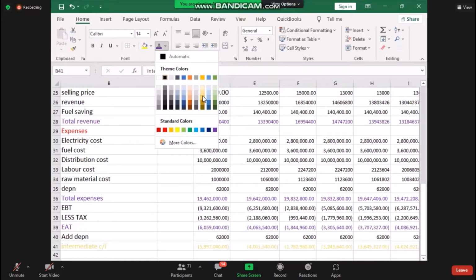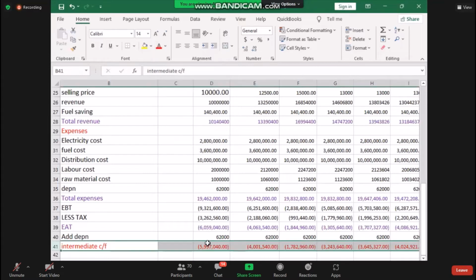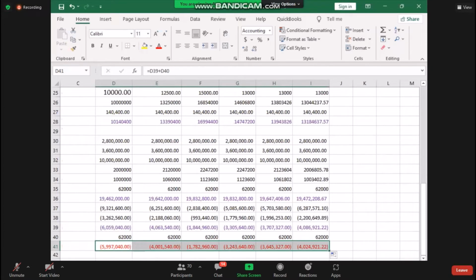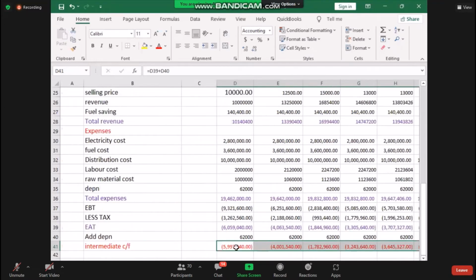Excuse me, madam. Yes, yes. How do you get intermediate cash flows? Okay, getting intermediate cash flows, we are saying that you're going to get your earnings after tax and add your depreciation. Enter, and then you auto fill. So you get your intermediate cash flows there.